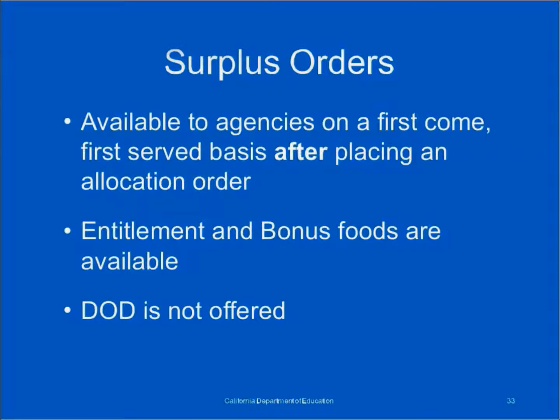Agencies may often find that they need more USDA food items than what was offered on their allocation. When this happens, we encourage agencies to take advantage of ordering surplus USDA foods from our state distribution center. The surplus order is available to agencies on a first-come, first-served basis after placing your allocation order. Both entitlement and bonus USDA foods are offered through surplus orders and is indicated in each section on the order form. DoD items are not surplus. Therefore, DoD is not an option.